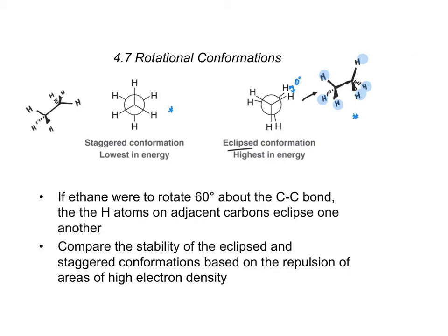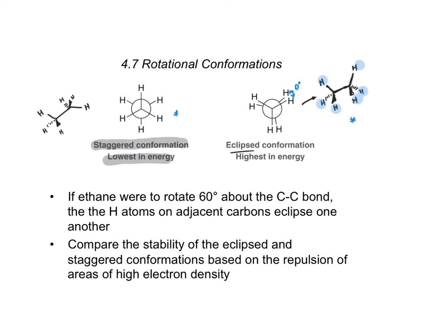Also something that's important to note, and we're going to explain why in a second, is the fact that the staggered conformation is actually the more stable conformation. It is lower in energy, and the eclipsed conformation is actually the highest in energy. It is the most unstable conformation overall. Okay, so energetically, it's much more favorable to be in the staggered conformation versus the eclipsed. Now the question is why, right? Why would it be more favorable to be in the staggered conformation?